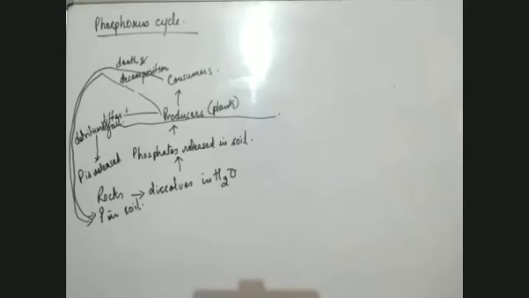Is it clear, this phosphorus cycle, beta? Any problem in this phosphorus cycle, bache? Or is it clear? Yes, beta?